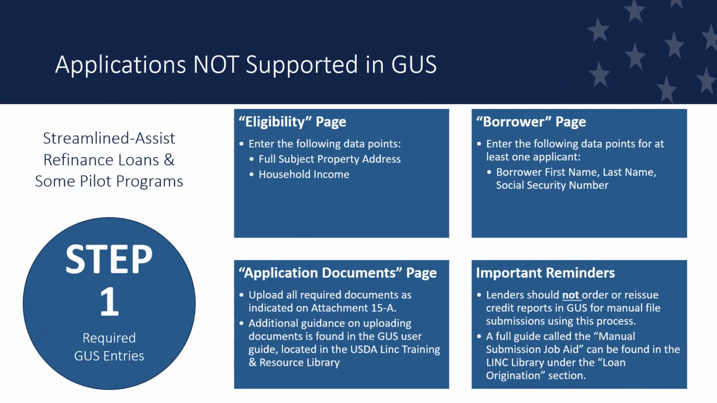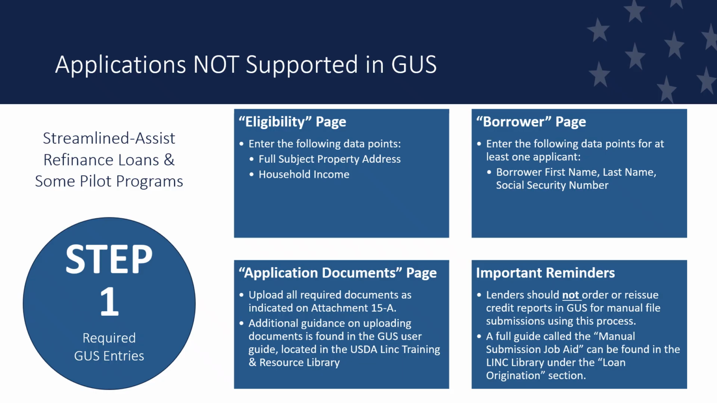Streamlined assist refinance loans and some pilot programs cannot be underwritten through GUS. In these instances, although the application cannot be run through the GUS decision engine, the file will still be submitted through the use of GUS. There is a two-step process for submitting your loan and documentation through GUS for these manual file types.